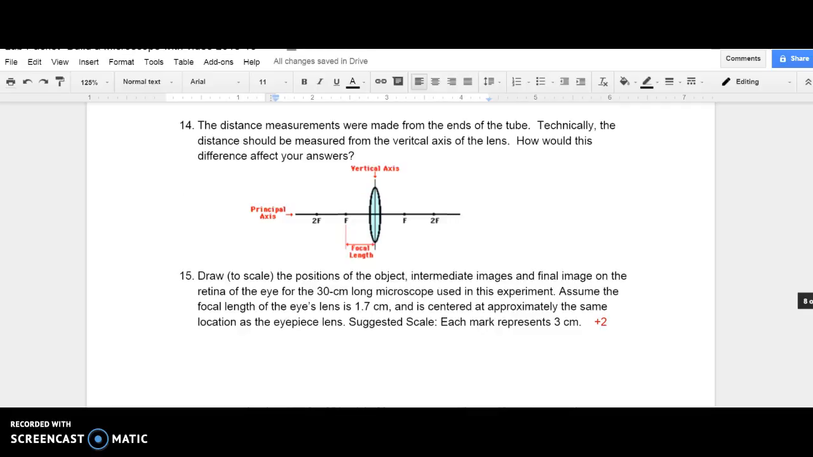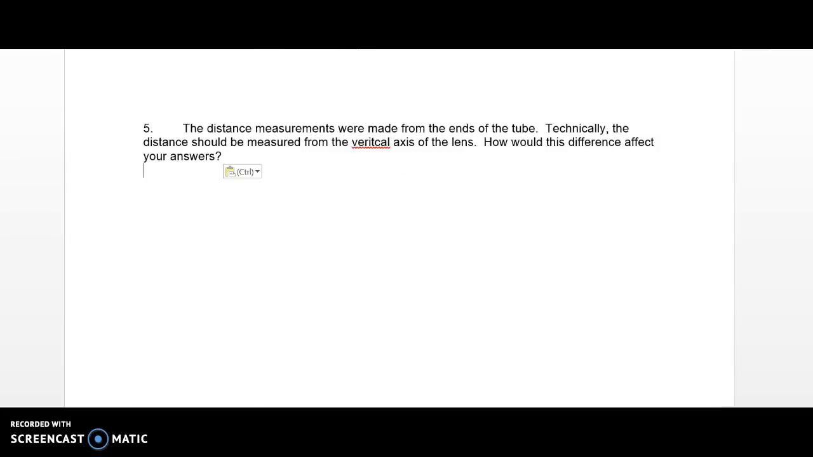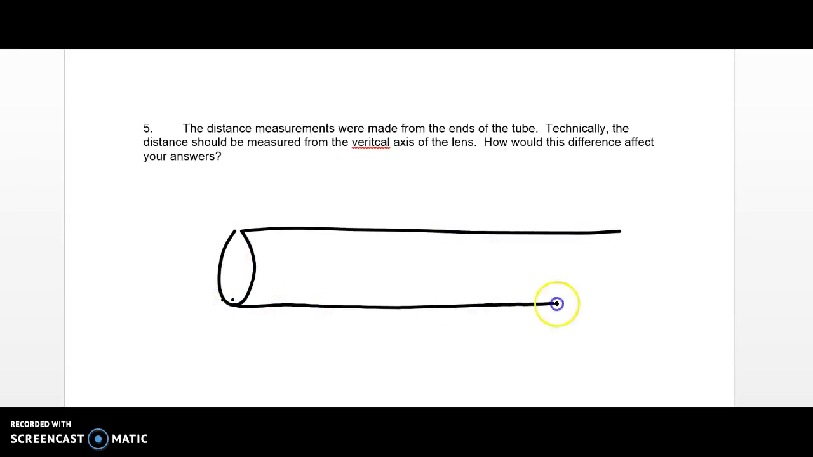Some people have asked me about question 14. Let me explain that a little bit. So I've copied the question here onto a Word document just so I could write while I'm talking. And it says the distance measurements were made in your microscope lab from the end of the tube. So as you remember, you made a paper tube, right? And then we had a piece of paper with some writing on it. And then you measured the distance from the end of the tube to the piece of paper. And that was your objective length, O.